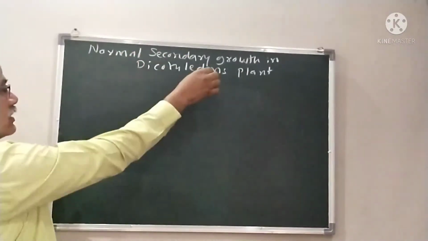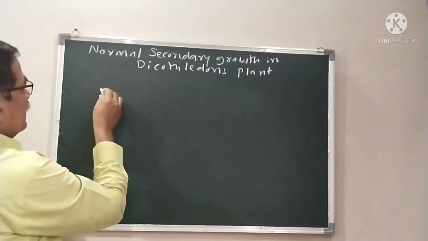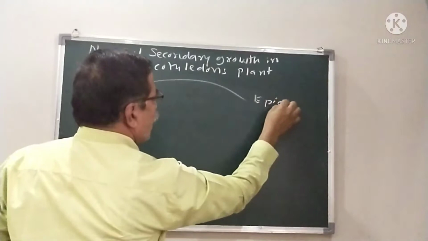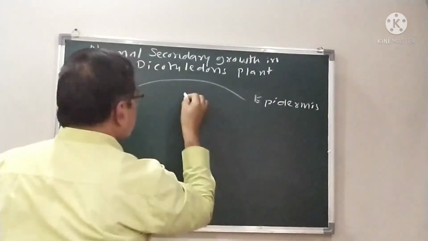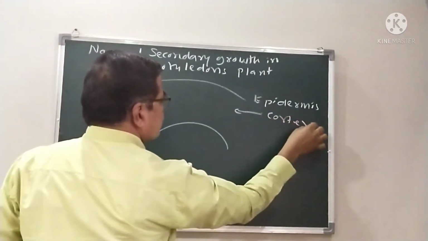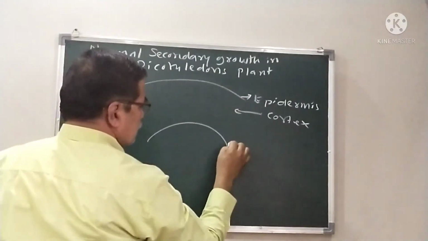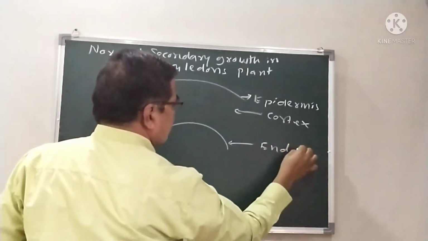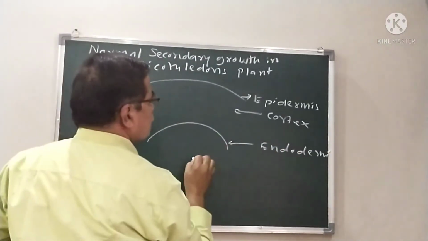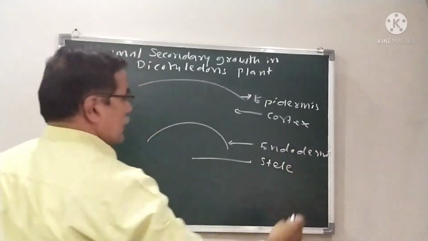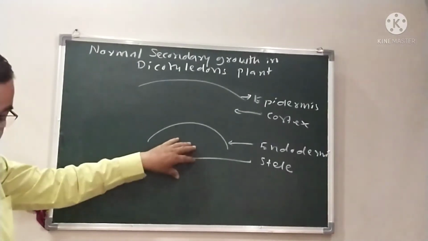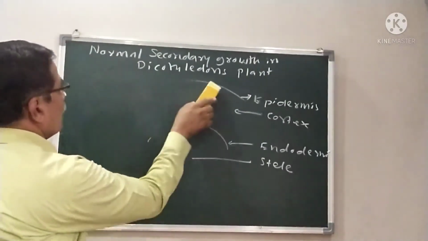The dicot stem consists of the epidermis. Epidermis is followed by the cortex, and then the endodermis, inside which is the stele. We are going to see the stellar region first. Therefore, I am going to draw it here.